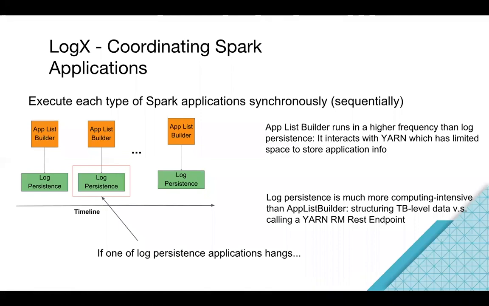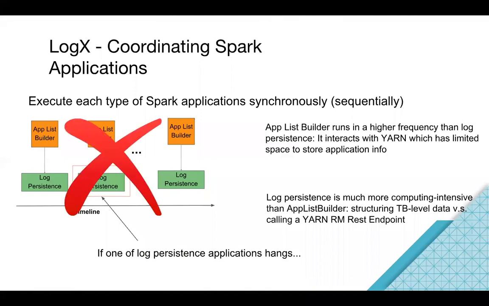But log persistence is much more computing intensive than app list builder, because it is dealing with terabytes of data instead of just sending some REST call and getting a response. So you can see if one of the instances of log persistence is just stuck here, the next application builder will not be started if we chain them sequentially. And then we can potentially lose data.